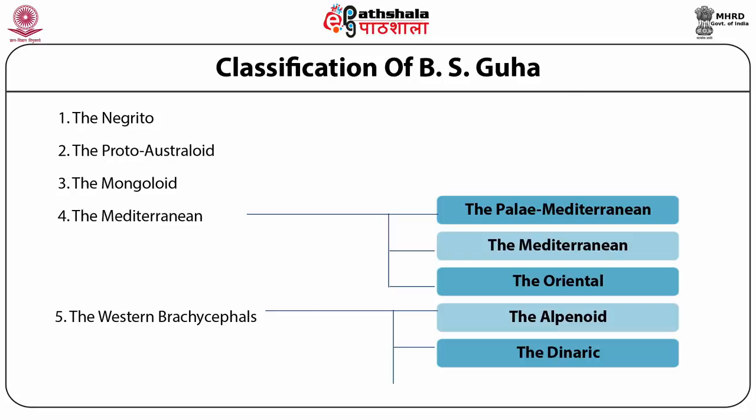Next is Armenoid. In most of the characters, the Armenoids show resemblance with the Dinarics. In the former, the shape of the occiput is more marked and the nose is more prominent, narrow and aquiline. The Parsis of Bombay show typical Armenoid characteristics. Last one is the Nordics. Their head is long with protruding occiput and arched forehead.